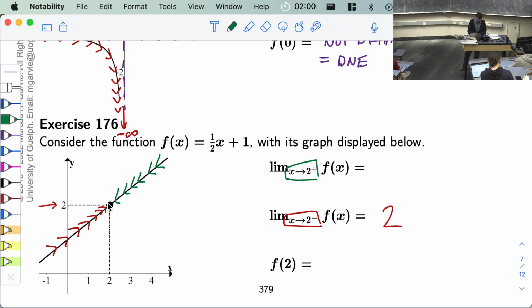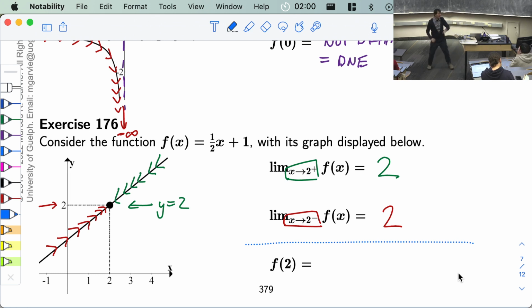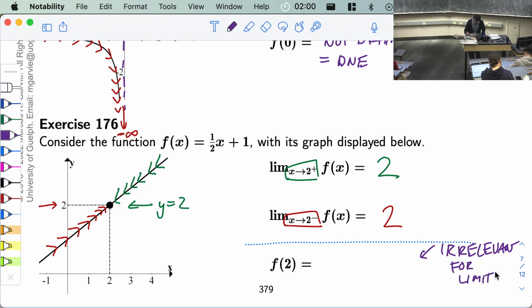The y values, again, you get really close to the same y equals 2 over here. So the limit is 2. The limit from the left is 2, the limit from the right is 2. And this is exactly the situation where, again, what is the value f of 2? This is irrelevant. This has nothing to do with limits. Irrelevant for limits, right? The reason this was 2 and this was 2 is because we were getting close to y equals 2. What happens at x equals 2 doesn't matter.